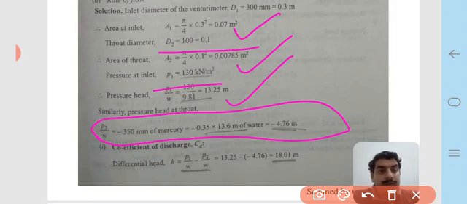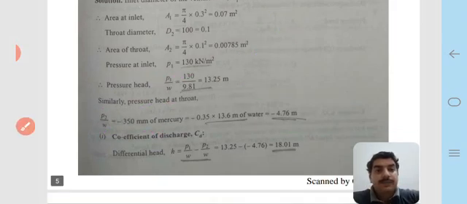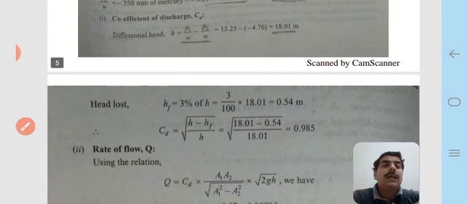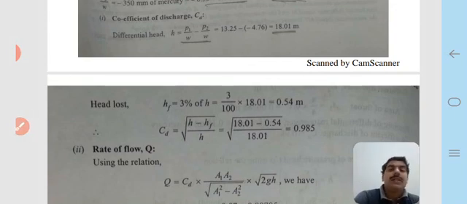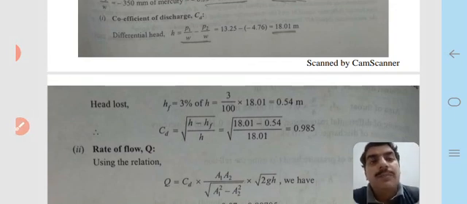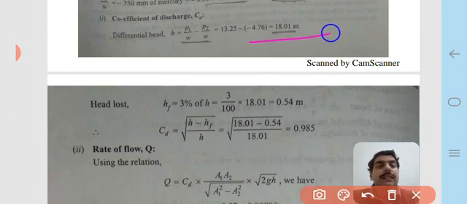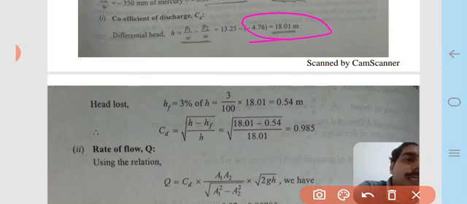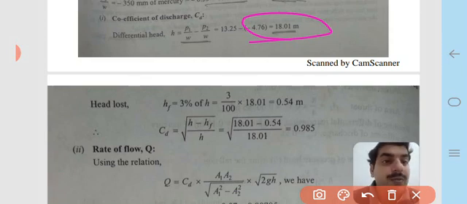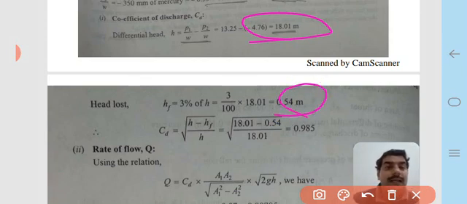Now therefore the differential head H is equal to P1 minus P2 upon W, and the value is 18.01 meter. Now the head lost, HF, is equal to 3%, that is 3 upon 100 into 18.01, which is equal to 0.54 meter. It is the head lost.